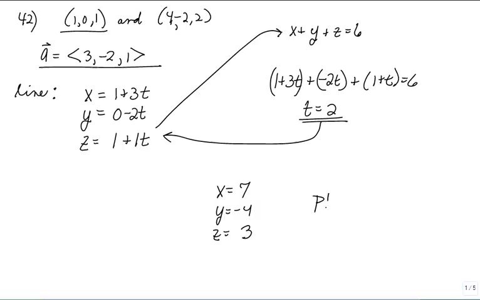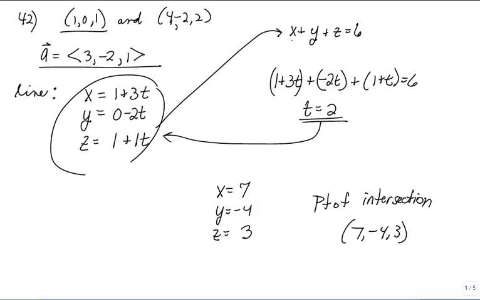So the point of intersection is 7, negative 4, 3. So I had to find the equations of the lines first, and I already know the equation of the plane, and I just substitute them in to get the point of intersection.